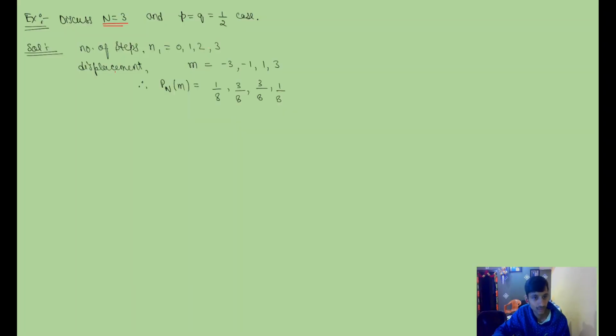And in that case, what will be the net displacement? The net displacement has to be an odd number, as I told earlier. If n is odd, then m has to be an odd number. So from -3 to 3, you can directly write.